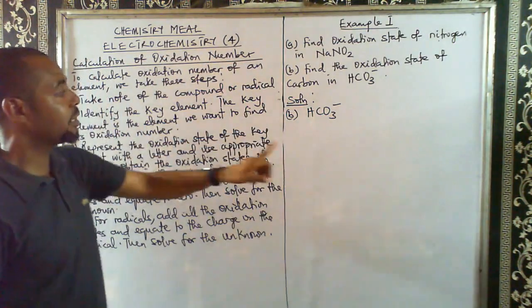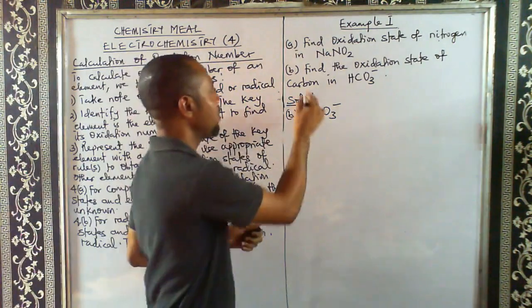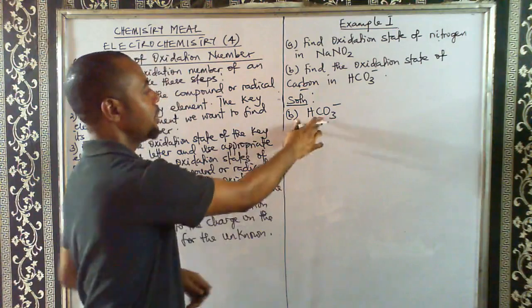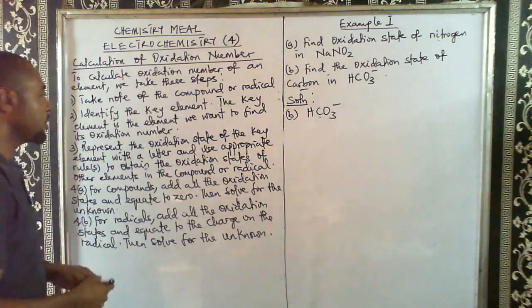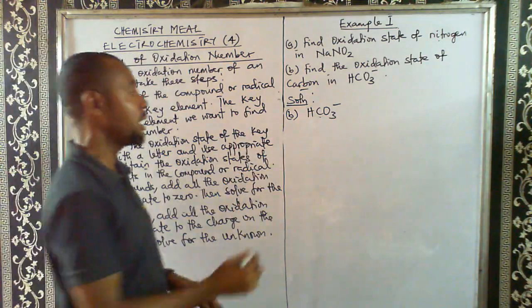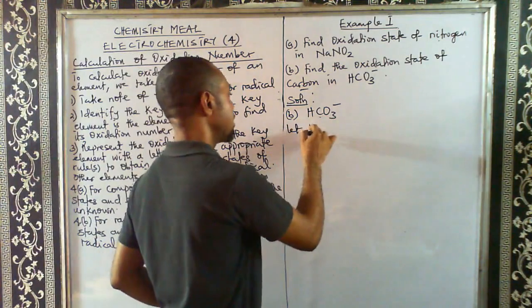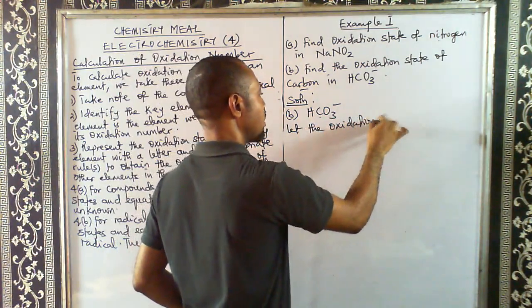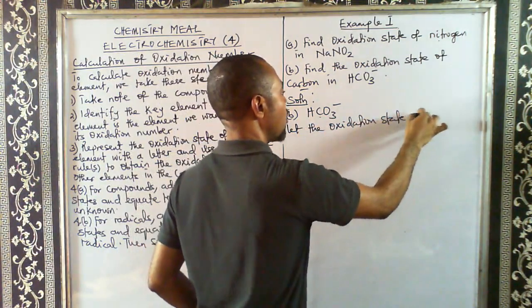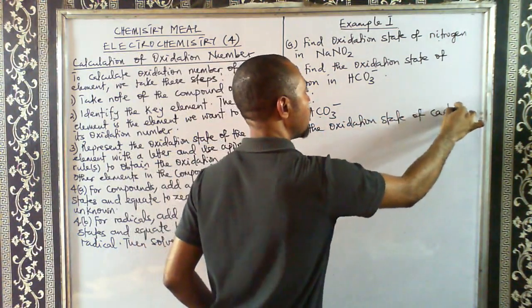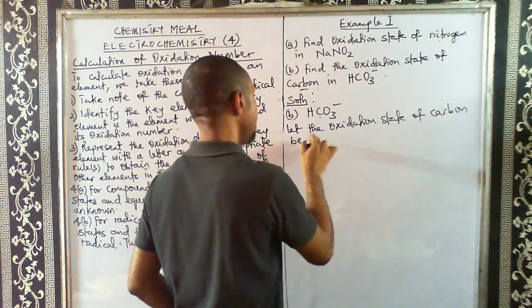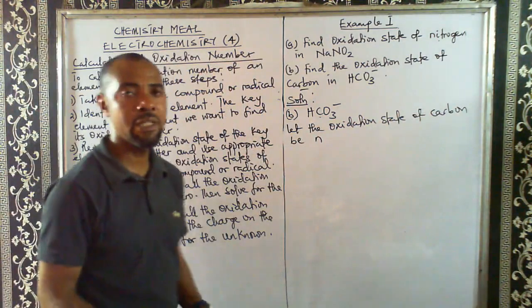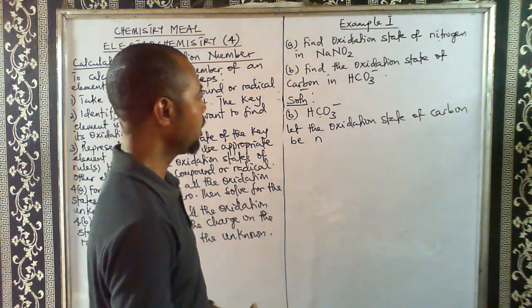Now identify the key element. We are dealing with carbon, so the key element is carbon. Represent the oxidation state of the key element with a letter. So I can say let the oxidation state of carbon be N. Yes, you can use any letter. X has really tried, so let's try another letter.